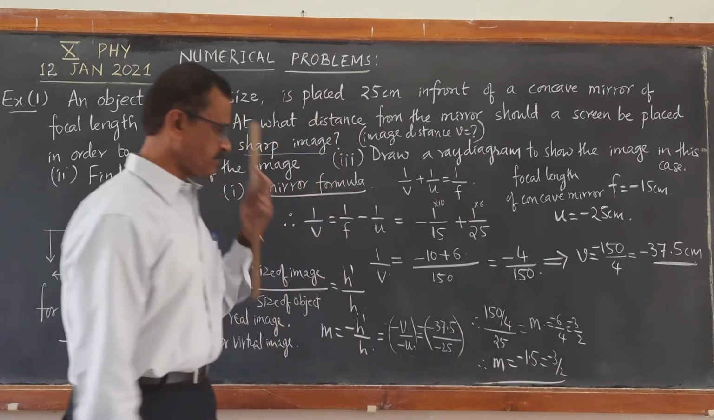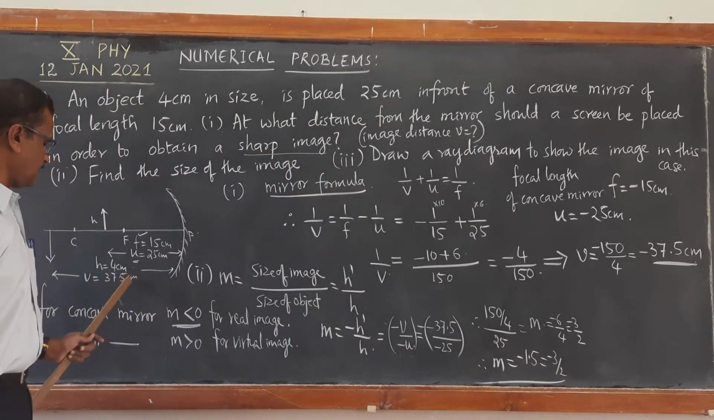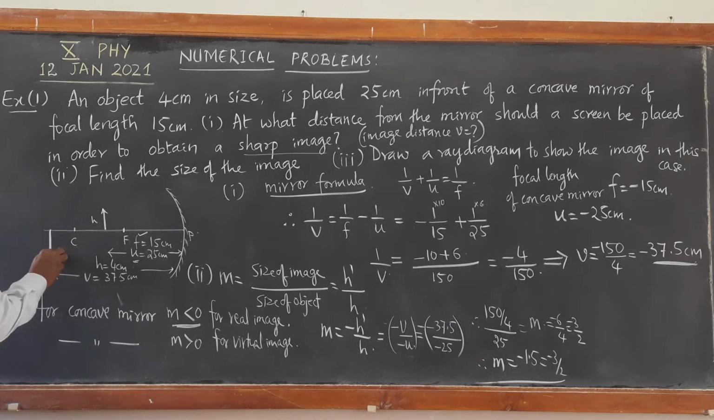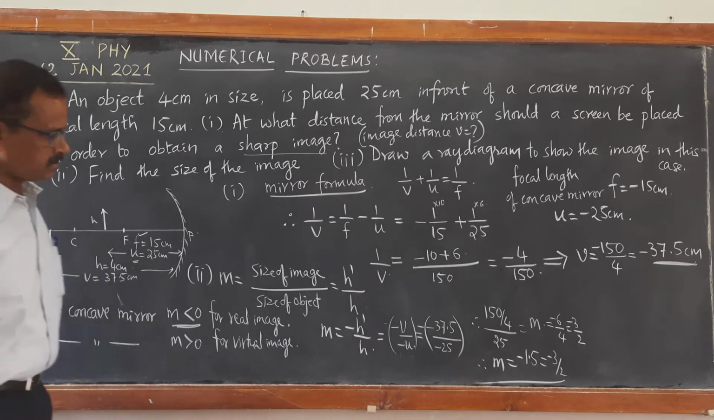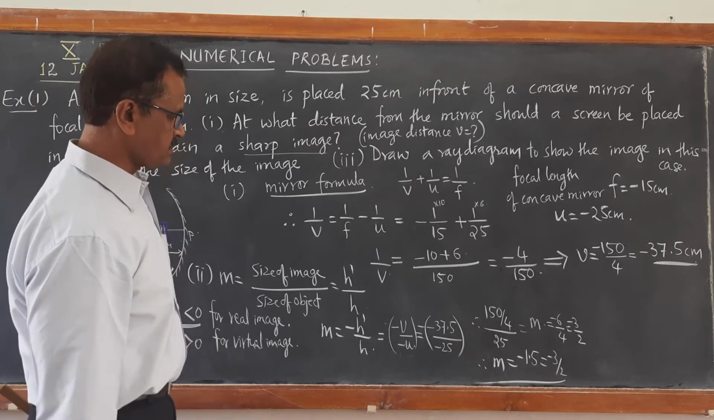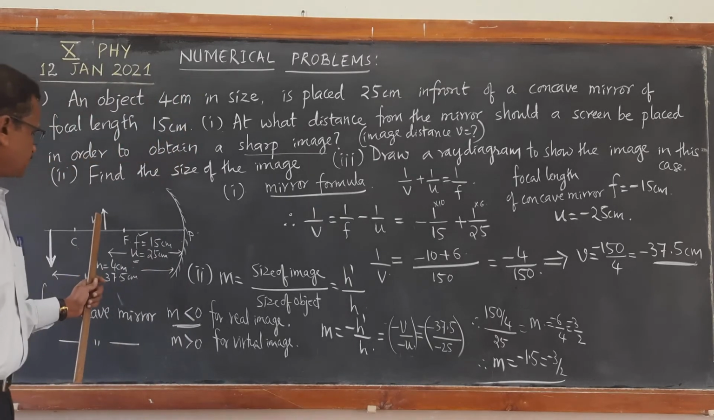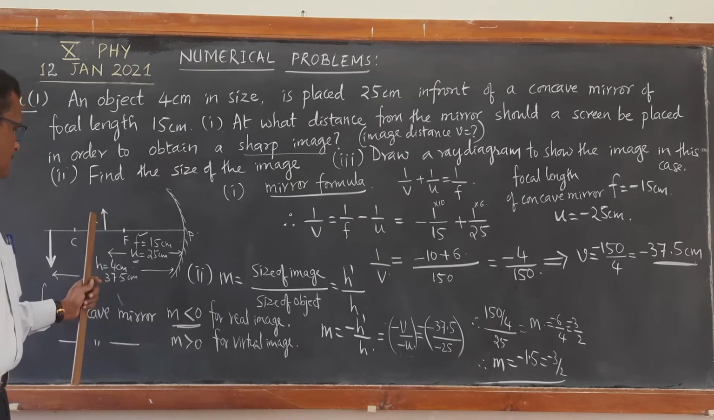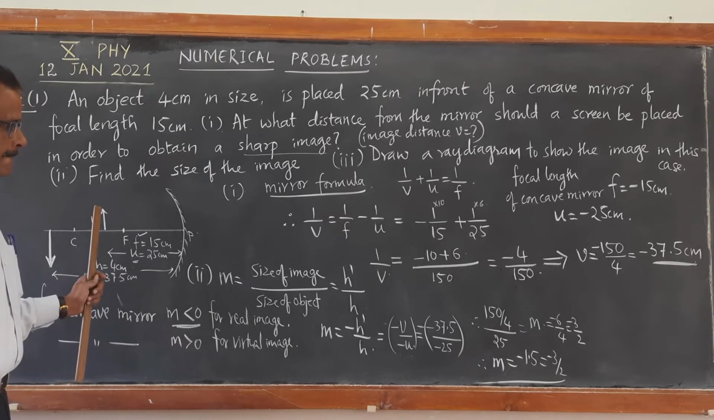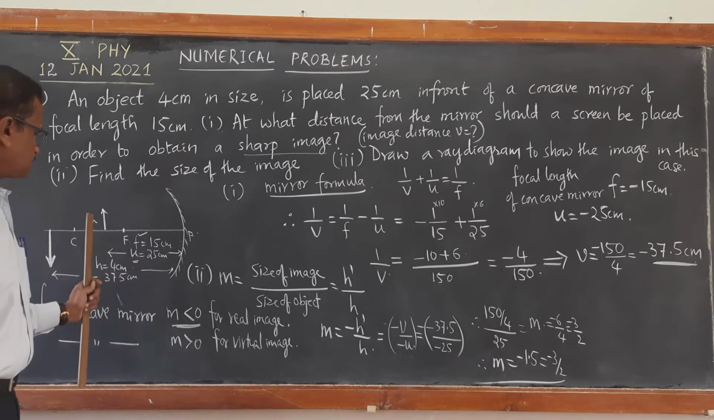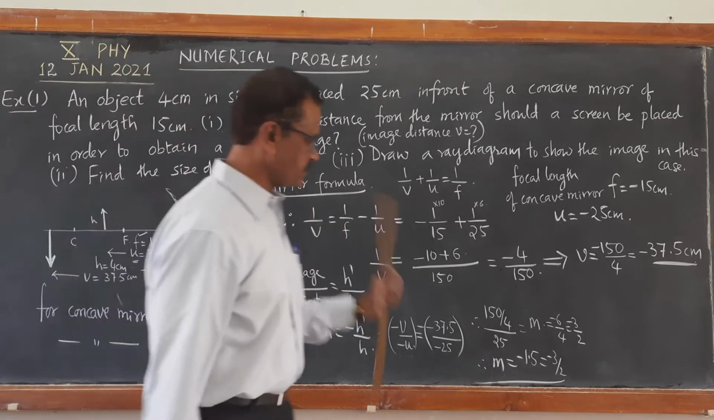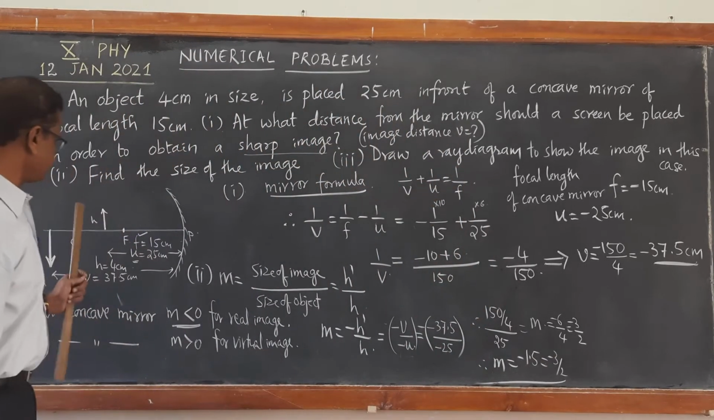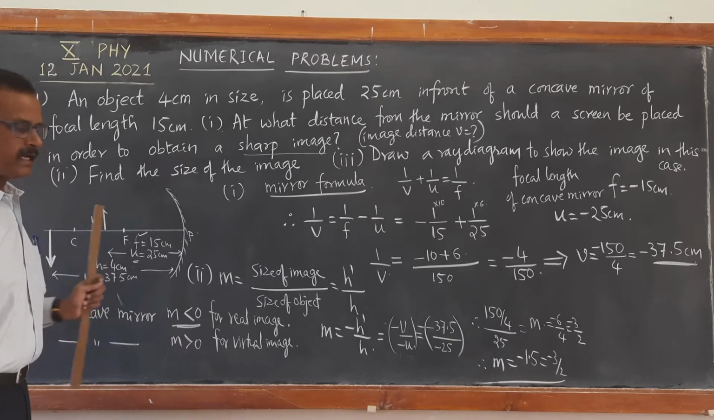So it forms an inverted image whose size is greater than the size of the object. You can see here, it forms an inverted image whose size is not diminished, because the size of the object is 4 centimeter. So the size of the image should be 3 by 2 times. Yes, it will be enlarged in size. It is not diminished, it is enlarged in size.